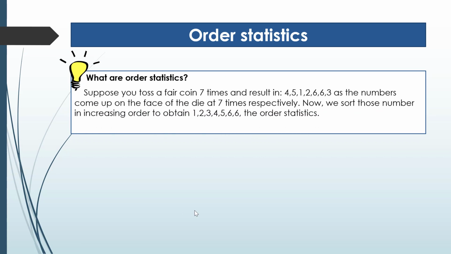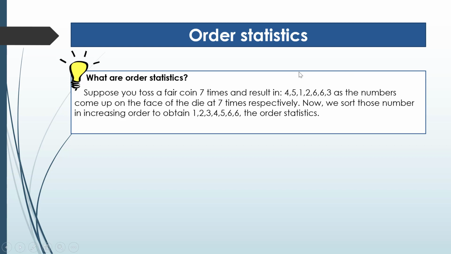Suppose that you toss a fair die 7 times and get 4, 5, 1, 2, 6, 6, 3 as the numbers that come up on the face of the die at the 7 tosses respectively. So the order statistics: basically we rearrange the sequence of results in increasing order. If we sort those numbers in increasing order, we have 1, 2, 3, 4, 5, 6, 6.